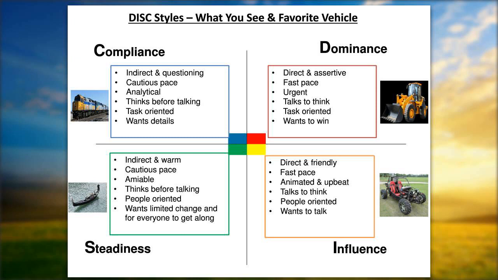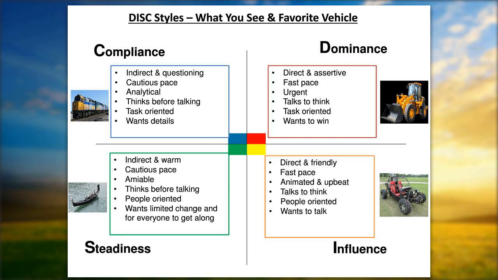But let's go to the fourth style, which is the compliance style. And the vehicle that we associate with that, just for memory and to help us understand the styles, is the train. Think of a train. It's on a set track. It goes from point A to point B. So the compliance style is going to be cautious in their pace, pretty analytical. Give me the logic. Let's go from point A to point B.